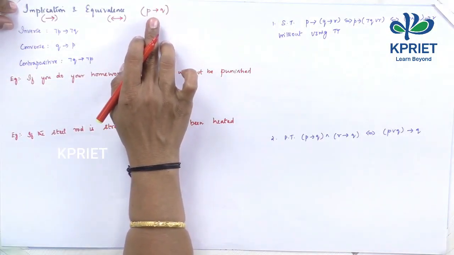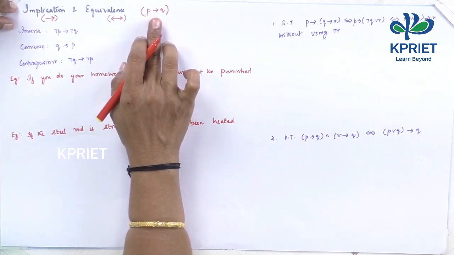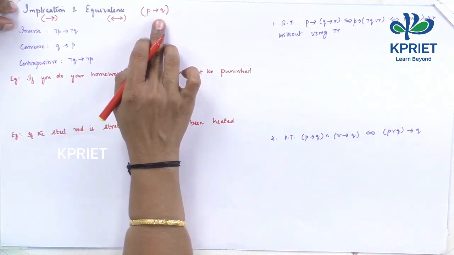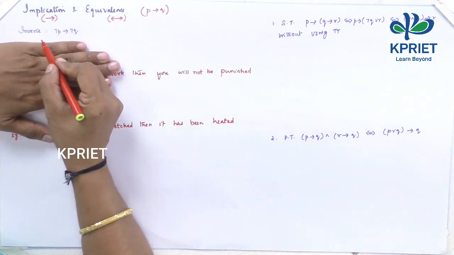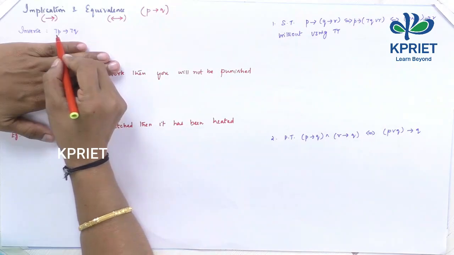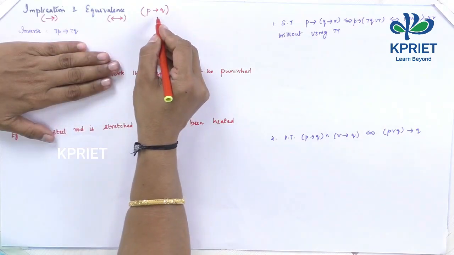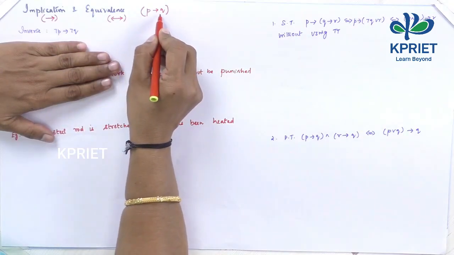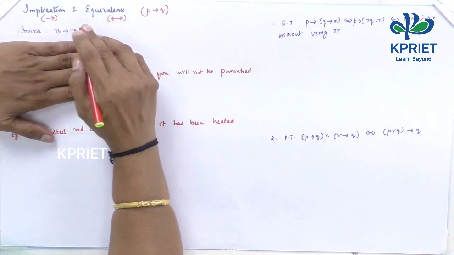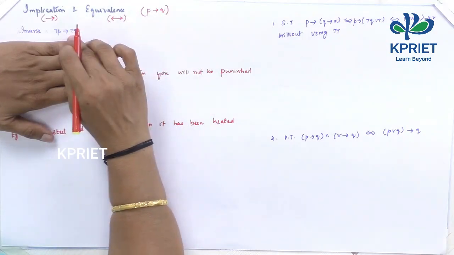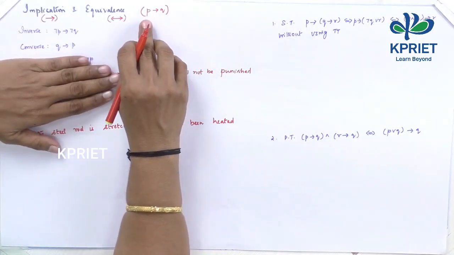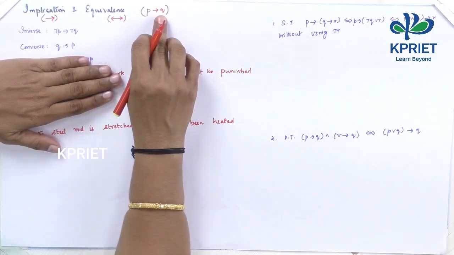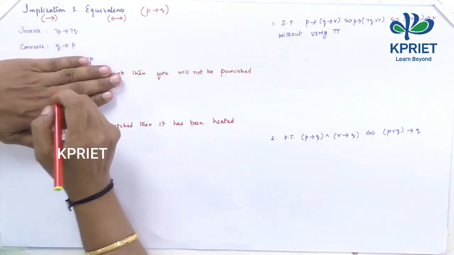Now what is the inverse of P conditional Q? The inverse of P conditional Q is negate P conditional negate Q. If that is the inverse, then what is the converse? That is just the reverse. It will be Q conditional P.